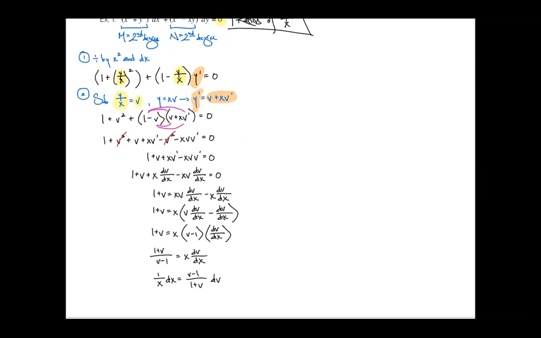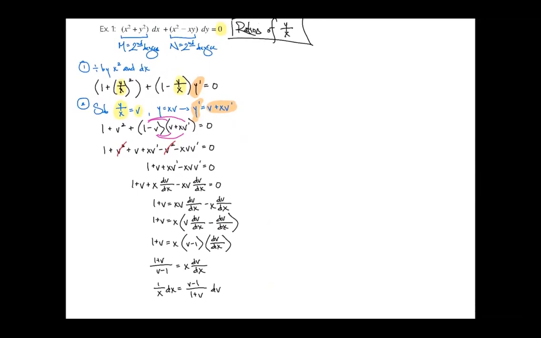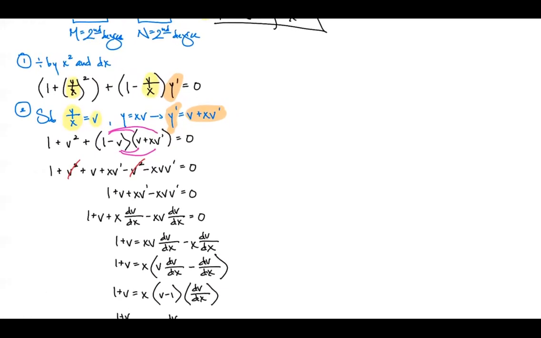So we've done all of this work, right? And we're going to go ahead and start integrating now. And the reason why I can start to integrate is now I've got my x dx's on one side and my v dv's on another side, okay? So let's go ahead and integrate, all right? So I have the integral of 1 over x dx equals the integral of v minus 1 over 1 plus v dv.